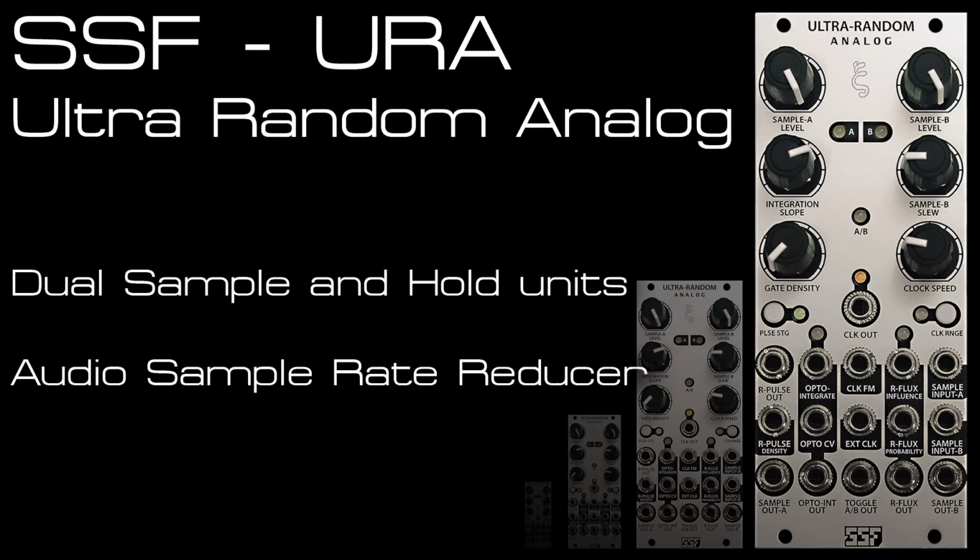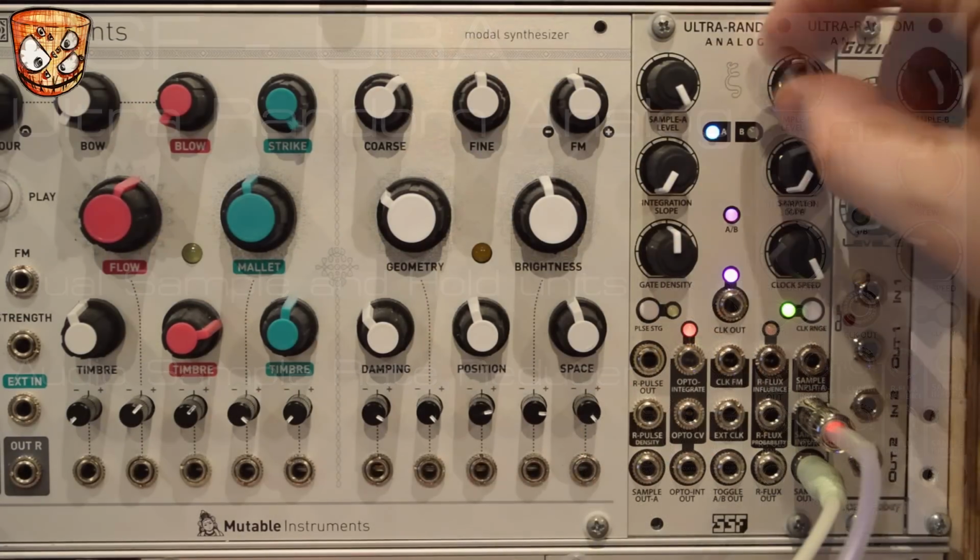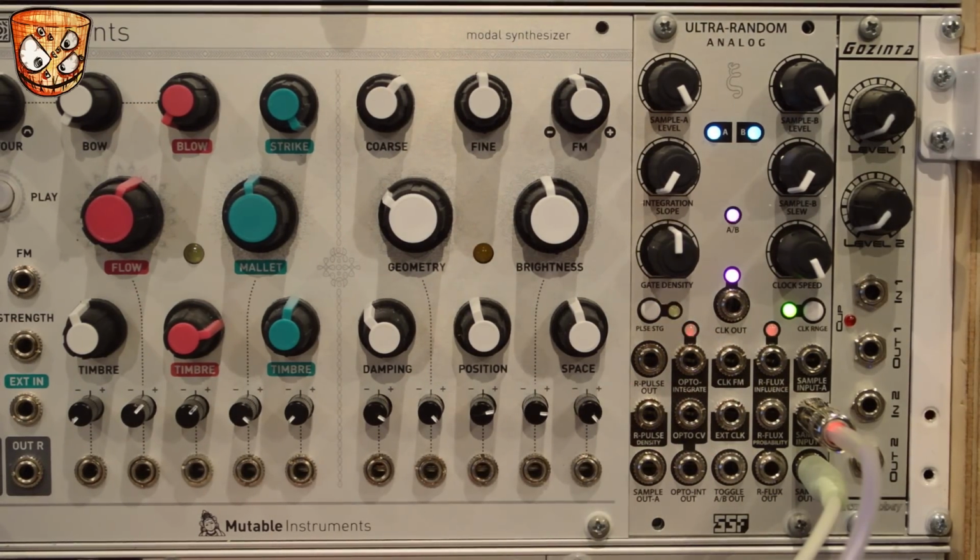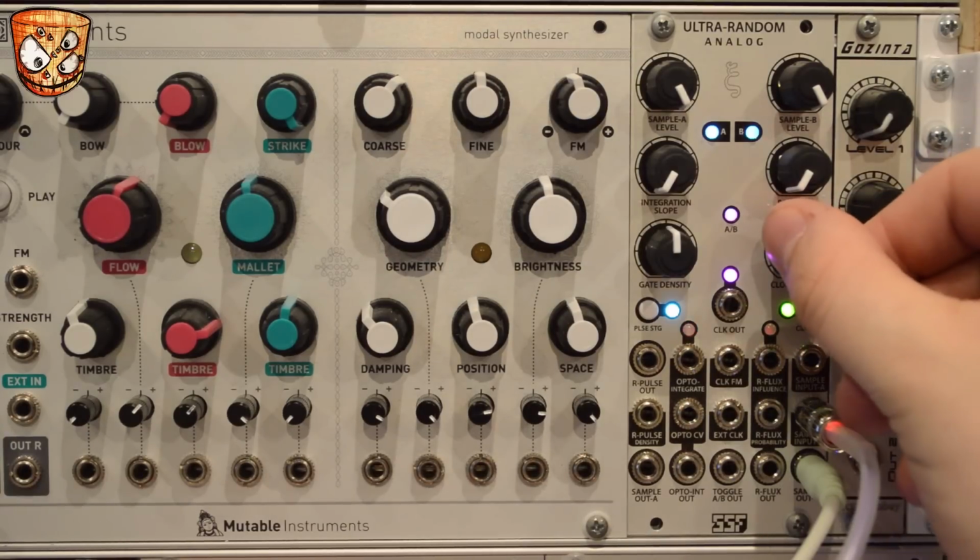Going into the input of sample and hold B with some audio, instead of using the normal noise for that sample, I'm going to use the internal clock and then use that as a sample rate reducer.